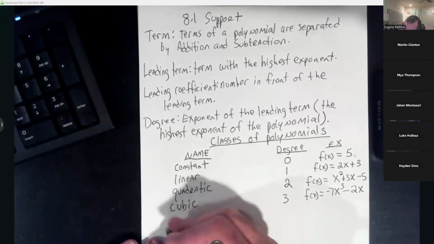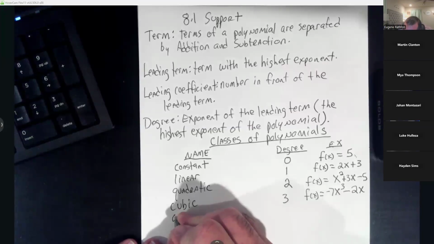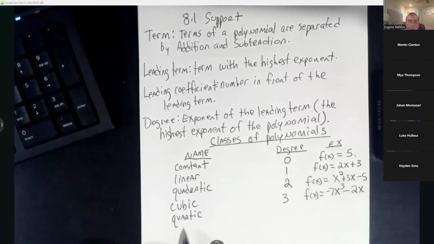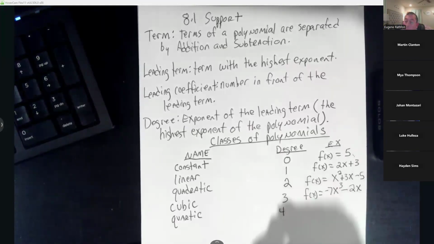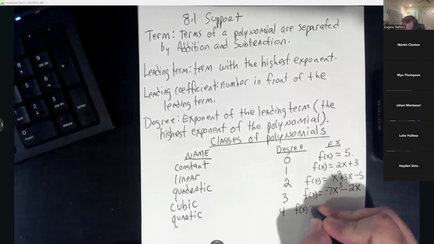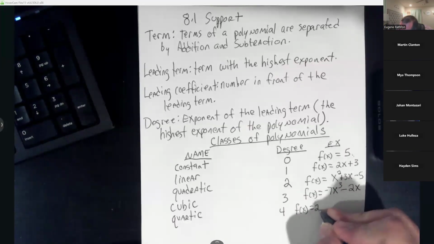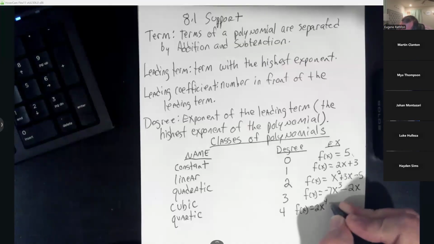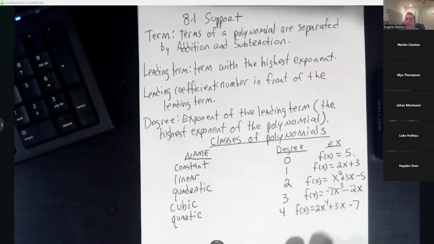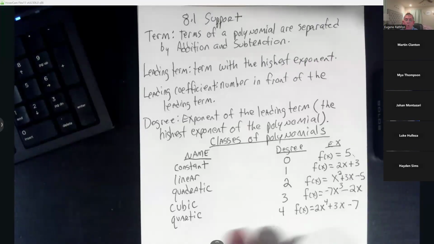And y'all, the last one is quartic. Quartic, like a quarter. It is a degree 4. So that would be like f of x equals 2x to the 4th plus 3x minus 7. So that'd be an example of a quartic.